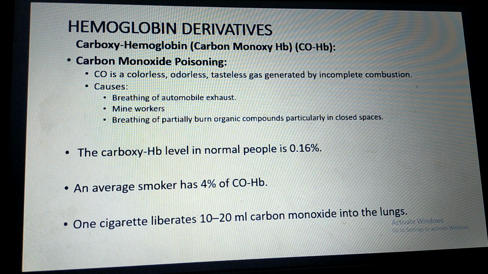The carboxyhemoglobin level in a normal person is 0.16%. An average smoker has 4% carboxyhemoglobin level. One cigarette liberates 10 to 20 ml of carbon monoxide in the lungs. So the carbon monoxide level increases in smokers.